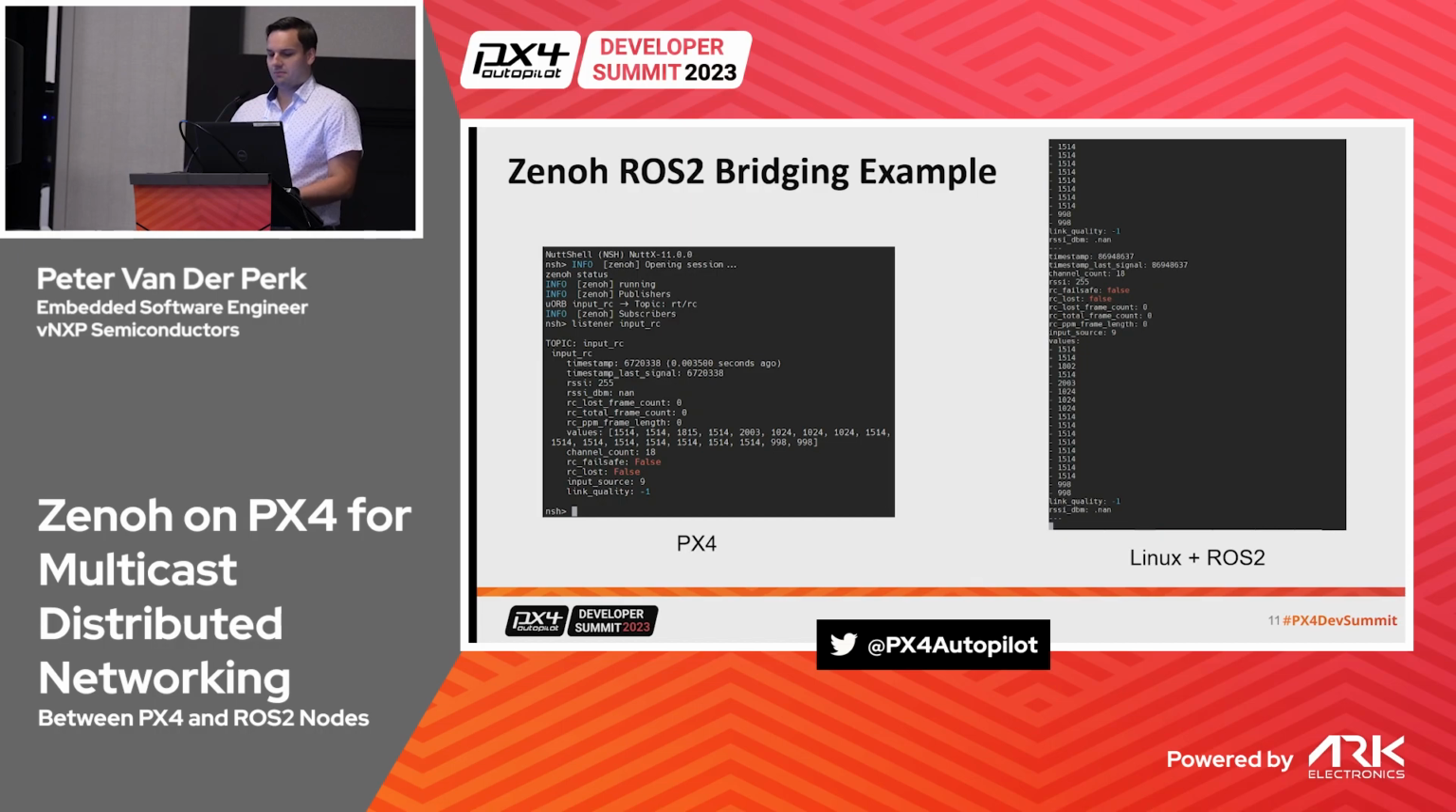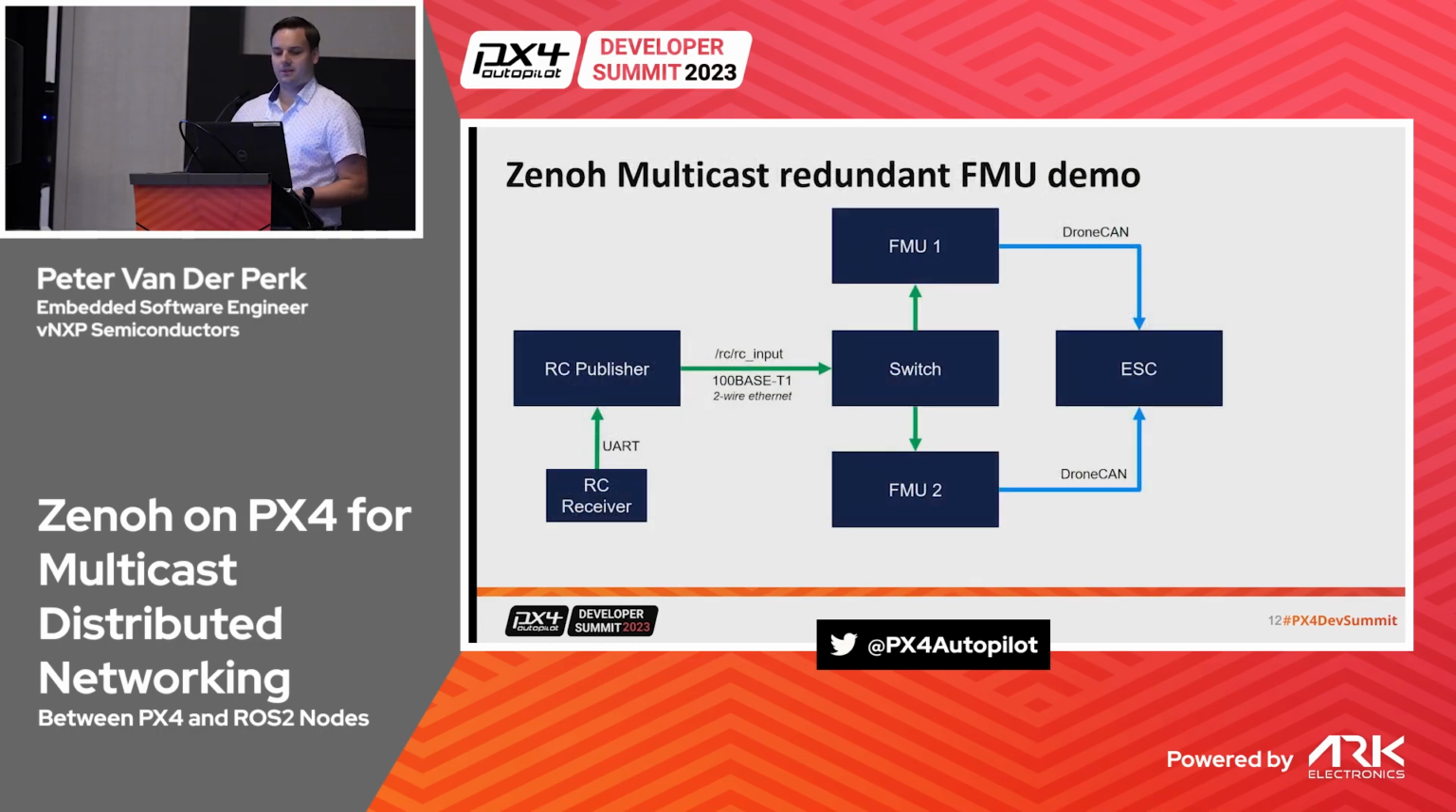But actually, you could ask, well, why did I implement it? For me, it was mostly interesting to think about, okay, how would a redundant FMU setup look like? So this is more a concept I've worked out. I have a remote control connected to a microcontroller, and that's going to send out the multicast message of this RC input. It goes to the switch, and then FMU1 and FMU2 are going to receive the same control input.